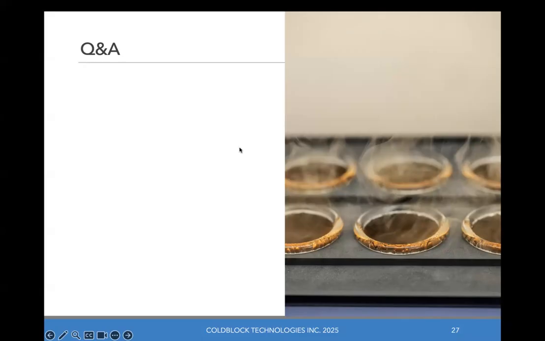Okay. Can ColdBlock be used for geological samples and ore grade materials requiring HF?